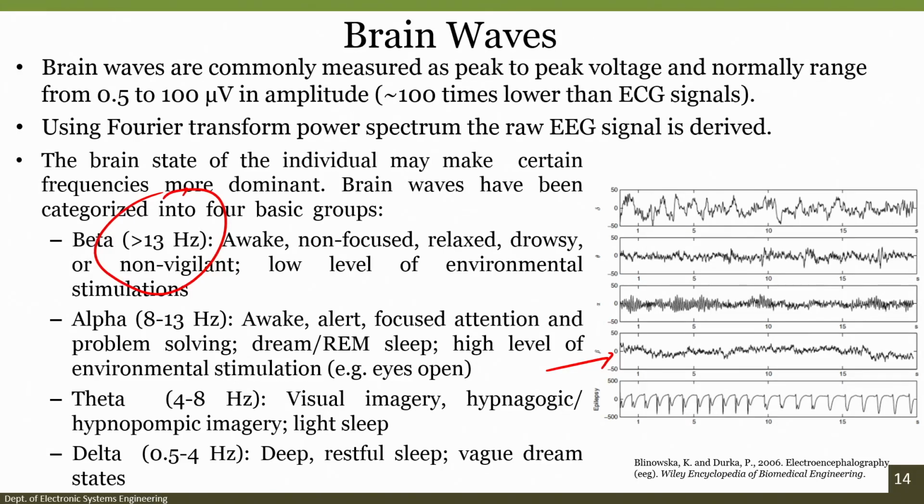Alpha is 8 to 13 hertz, this is the alpha signal. You can see a pattern of 8 to 13 hertz, and these signals are awake, focused, attention, problem solving, dream, REM sleep, high level of environmental stimulation. Example: eyes are open, you are talking, you are moving your eyes, you are in REM sleep, or you are focused and attentive. At that time your alpha signals would be there, while theta is 4 to 8 hertz.